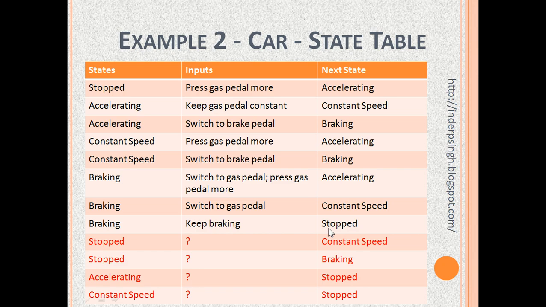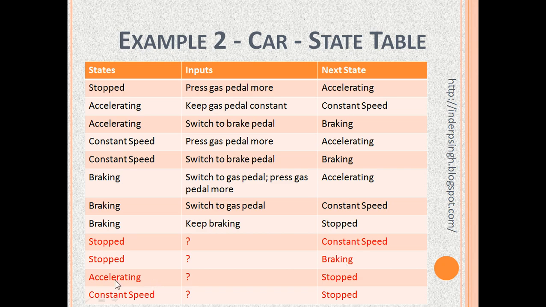Now there are some invalid transitions also. For example, from the stopped state, it is not at all possible to directly go to the constant speed state, because the car is motionless in the stopped state. So physically it is impossible to just jump from a motionless state to a constant speed state. Also from the stopped state, we cannot have the braking state because the car is motionless, so braking does not make any sense in a stopped car.